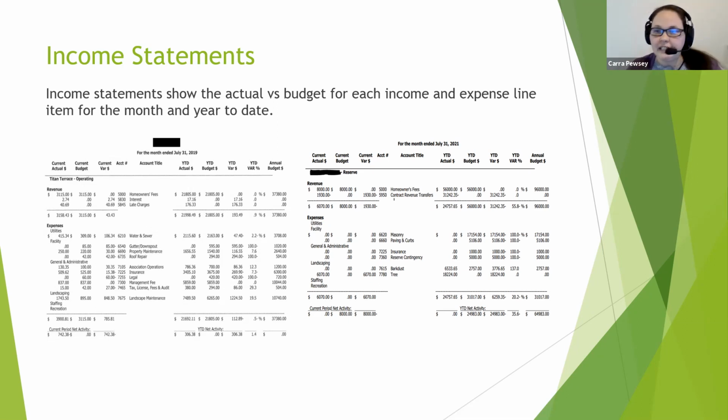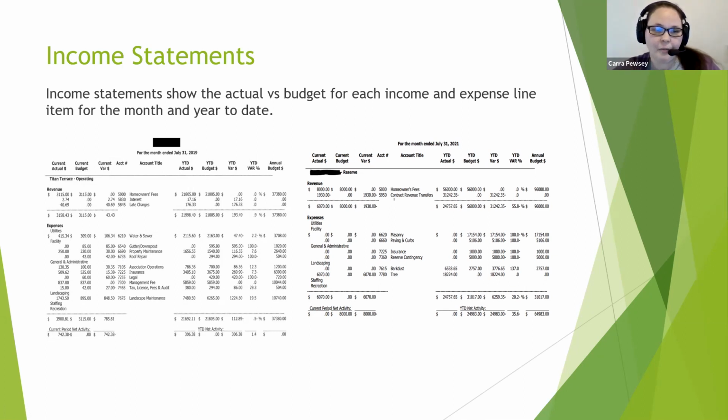And then underneath that are the expenses. And so this is where I probably spend most of the time. This particular association is kind of a bad example, but that's okay. You can see that they're actually running pretty fair to budget, except when you get down to landscaping. And then they're very over budget for landscaping.